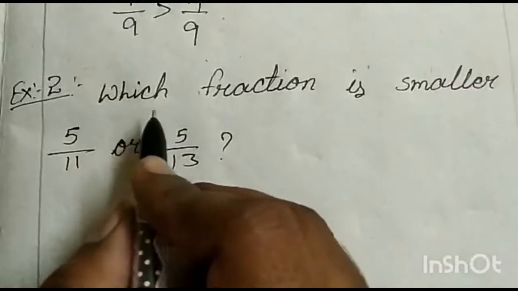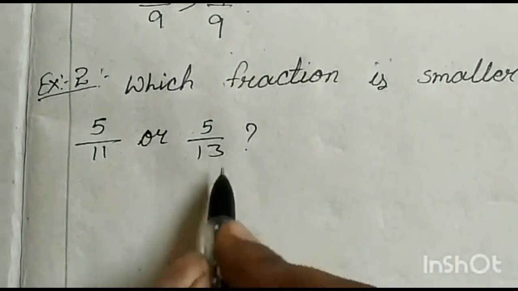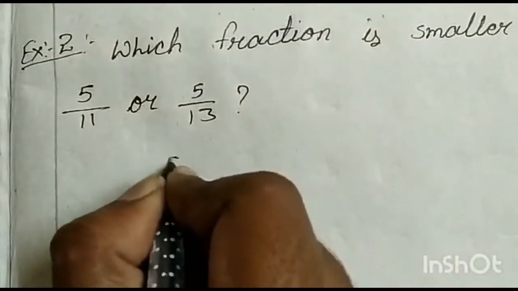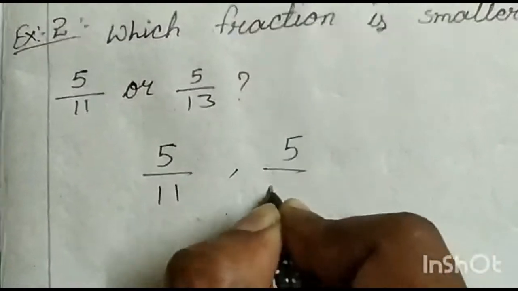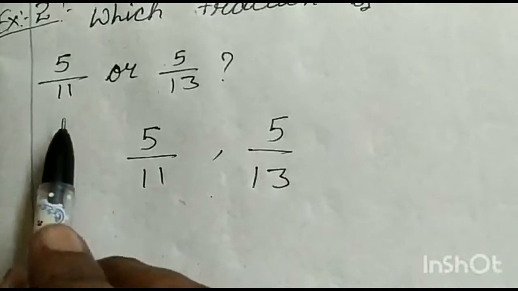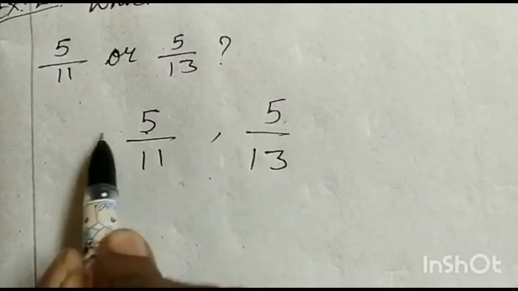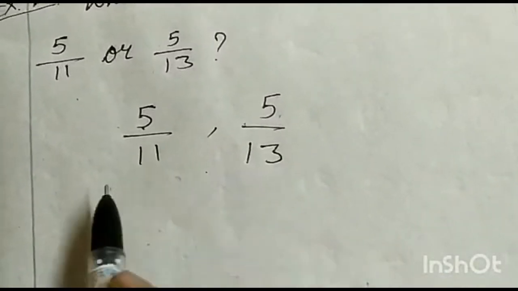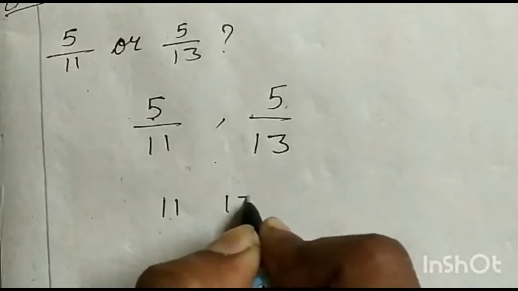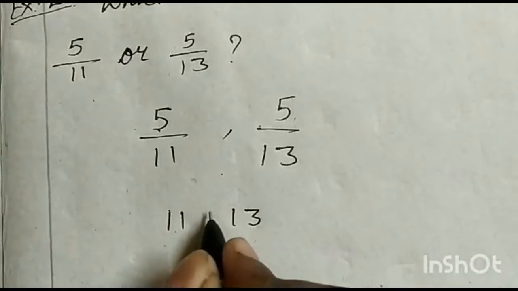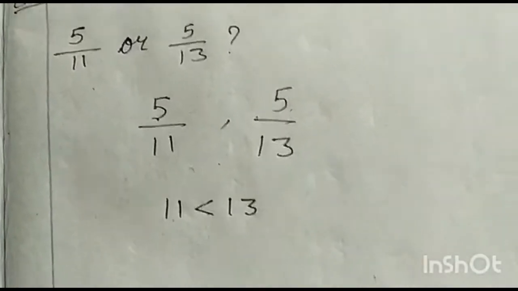Now the next example is, which fraction is smaller, 5 by 11 or 5 by 13? What are the given fractions? They are 5 by 11 and 5 by 13. If you observe here, the numerators are the same. Both the numerators are the same, 5 and 5. Now let us check the denominators, 11 and 13. Which is the smaller one and which is the greater one here? 11 is smaller than 13, or 13 is greater than 11.